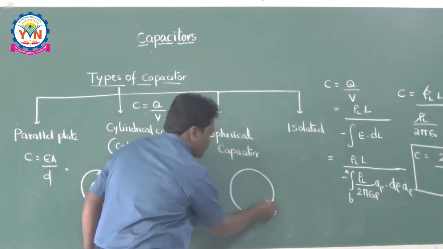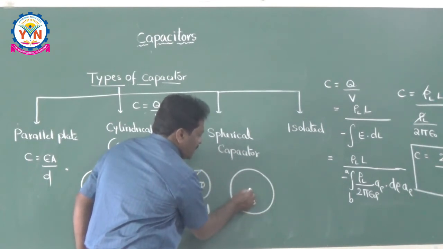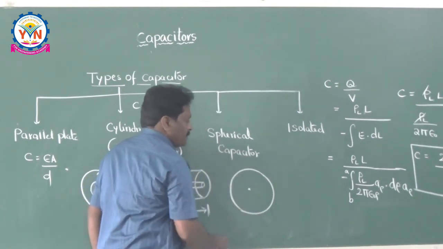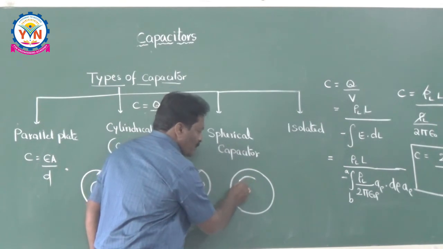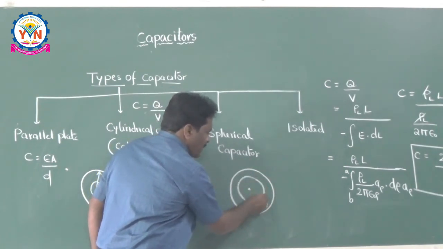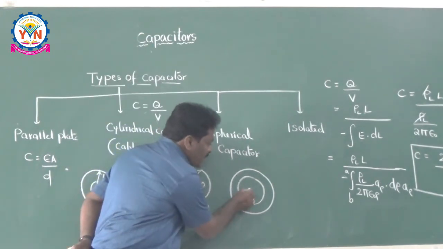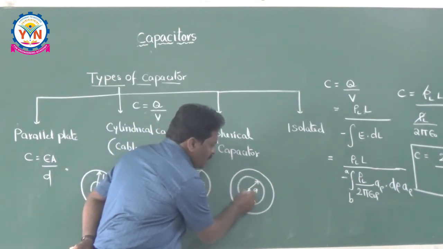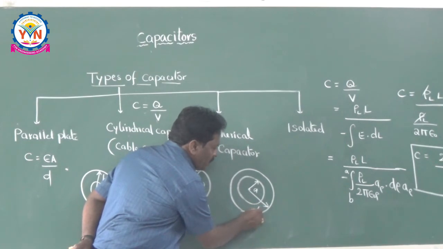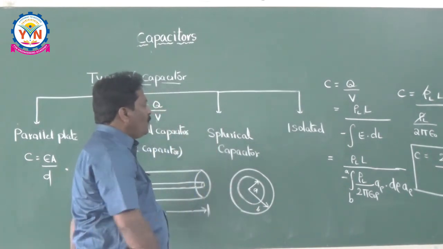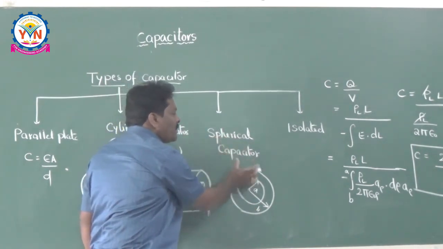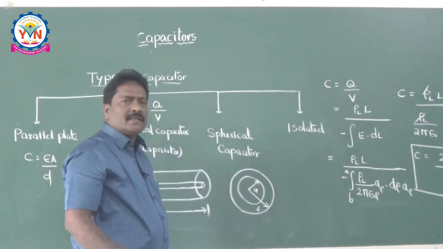This is a spherical capacitor, and at the center charge is enclosed here, and you can have two spheres here. One is the inner sphere and the other one is the outer sphere. Let me say the inner sphere radius is A, and the outer sphere radius is B. If you want to calculate the capacitance of the spherical capacitor, the thing is very simple.